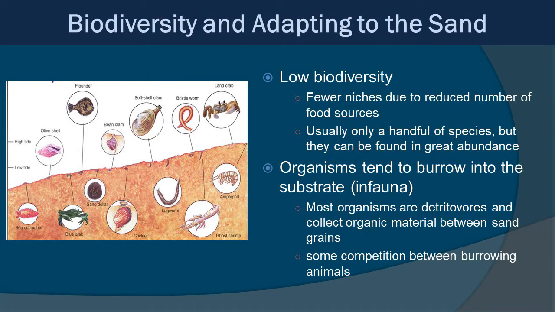Due to all these conditions, we generally have a low biodiversity. So we have fewer niches due to a reduced number of food sources, and usually only a handful of species can really deal with it to any great extent. And they can be found sometimes in great abundance, so a bit of a monoculture, if you will. Organisms tend to burrow into the substrate. That's what we call infauna. And they are mostly detritivores that collect that dead organic material between the sand grains. There is some competition between burrowing animals as well.